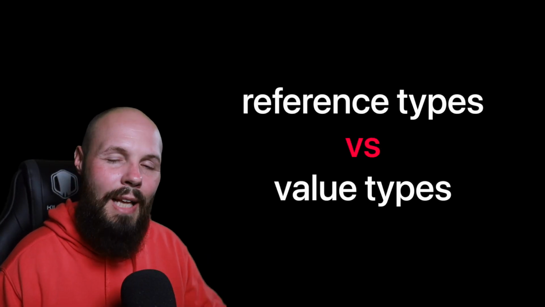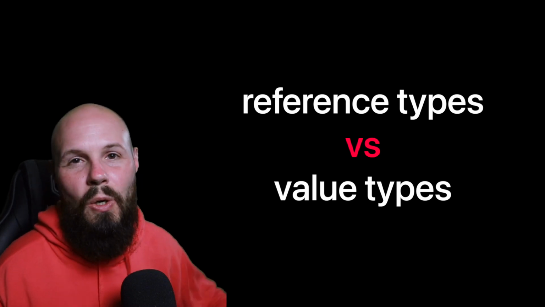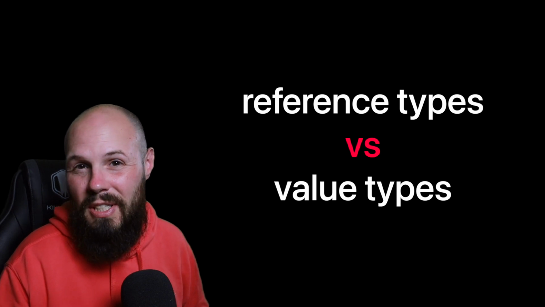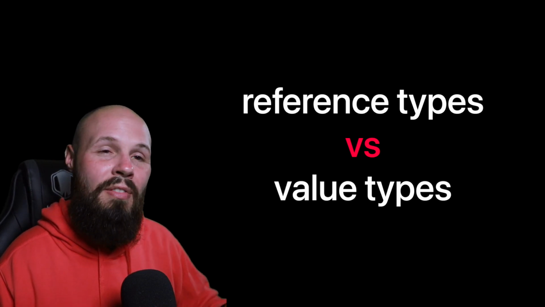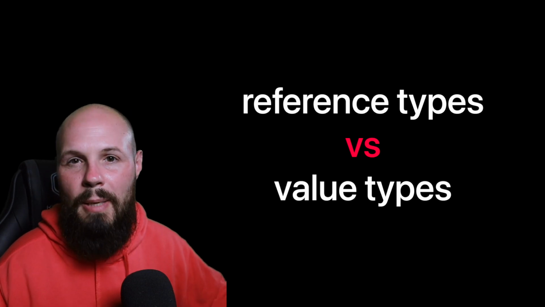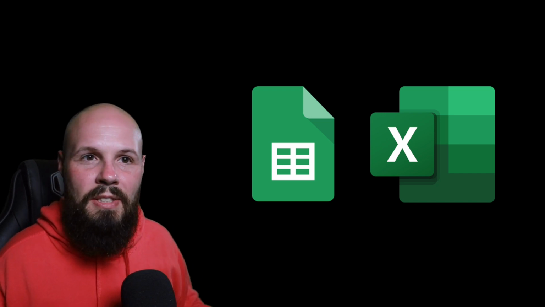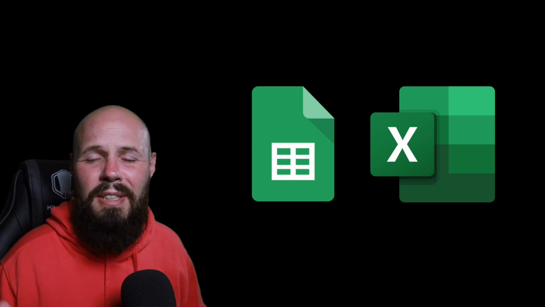Right away, classes are reference types, structs are value types. So what does that mean? Well, a reference type points to specific data in memory, whereas a value type gets copied and a new instance of it gets created all the time. I know that may have sounded confusing. Let me use a common analogy that I think will help clear it up: the difference between a Google Sheet and an Excel spreadsheet.